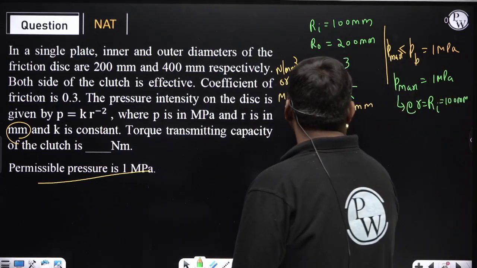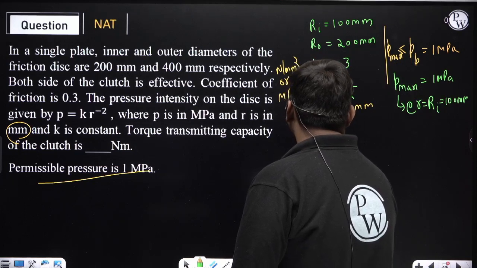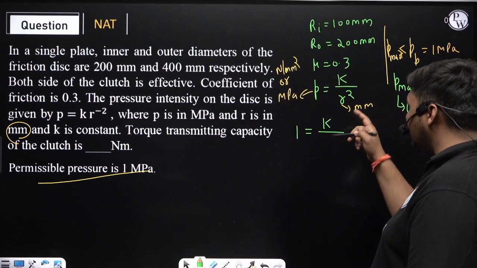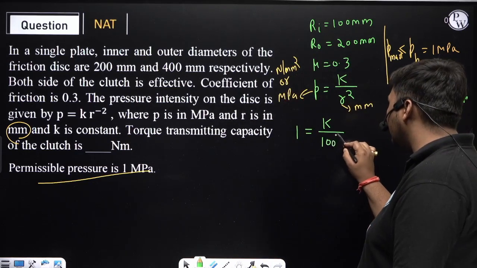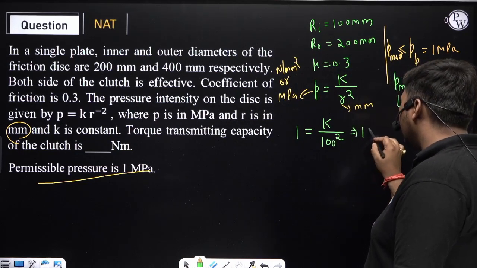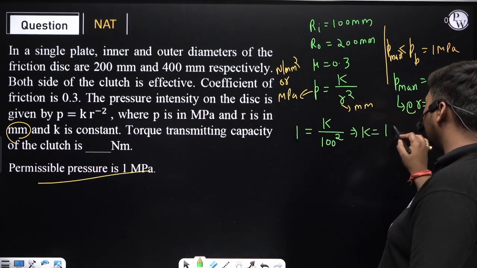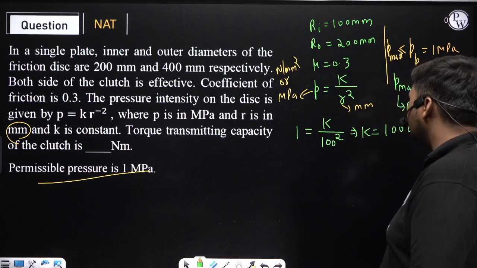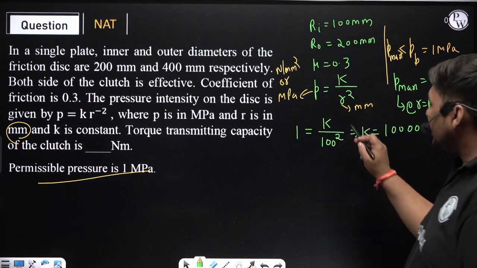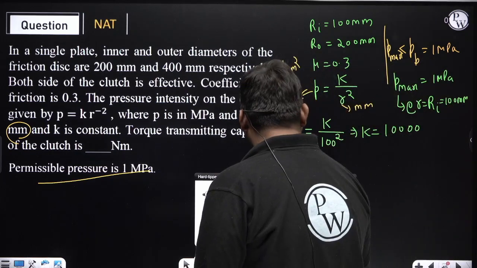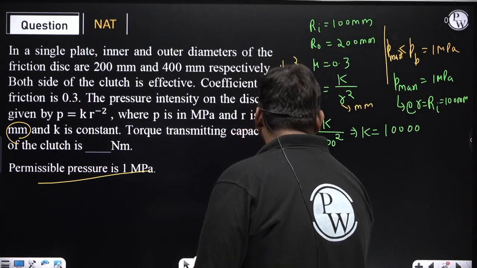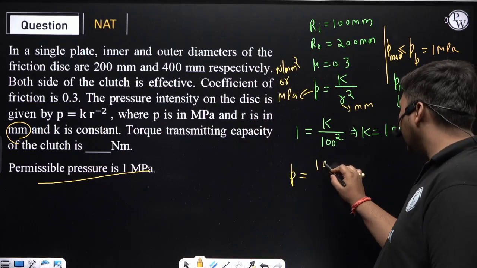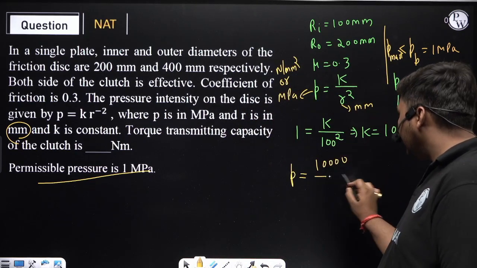So in this equation, we replace P by P max, which is 1 megapascal, and R by Ri, which is 100 mm; in this expression we need to put R in mm, so 100 square. So K is coming 100 into 100, that is 10,000. That is the expression of K. Now we put the value of K in this equation, and we get the pressure distribution for the friction lining, which is 10,000 divided by R square. You can check the calculation.